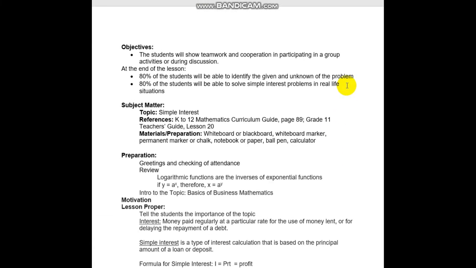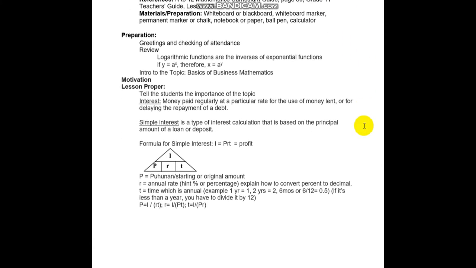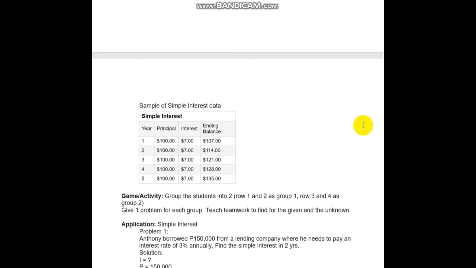And there's motivation, and then the lesson proper with activities, and then for the assessment we have a quiz, and then the last part would be assignment.